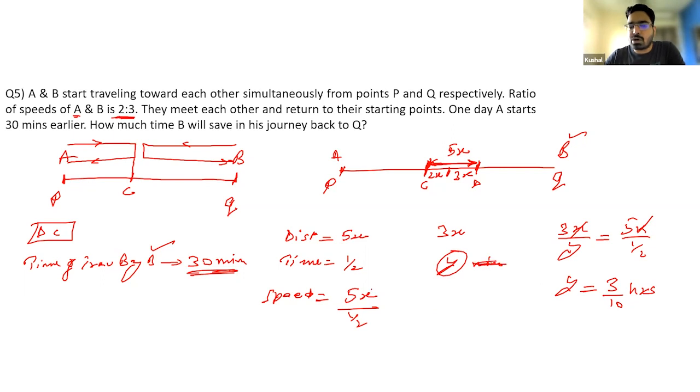Let me convert this into minutes. This was in hours, because the speed is in hours, so this should have been in hours, right? So 3 by 10 hours, how many minutes? y should be equal to 3 by 10 into 60. That should be 18 minutes.